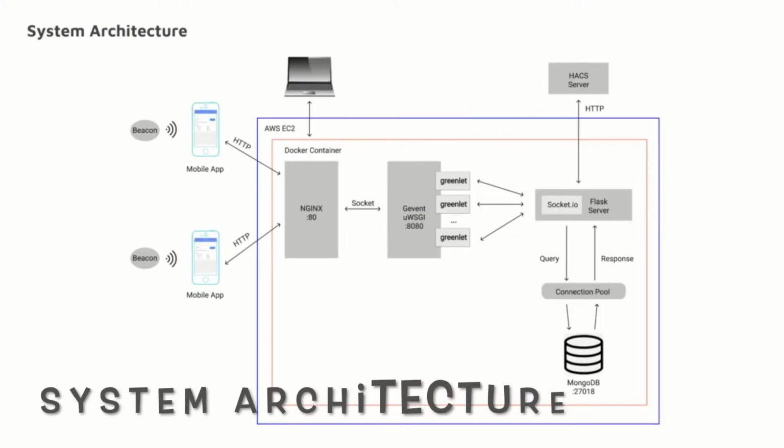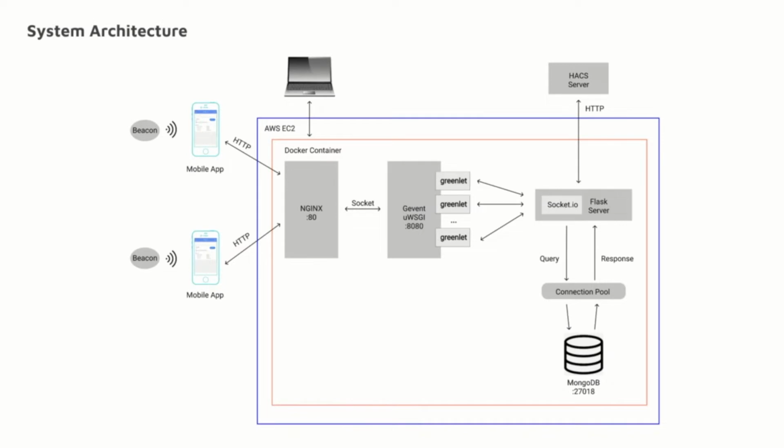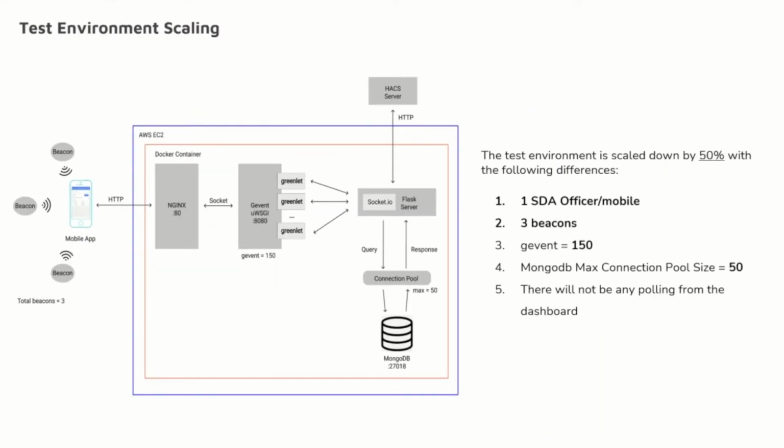This is our updated system architecture. Everything including the database resides in a Docker container for easy deployment. We have Nginx in front of uWSGI and Flask, where we implemented gevent and Socket.IO. More details will be elaborated later under the Flask server portion.